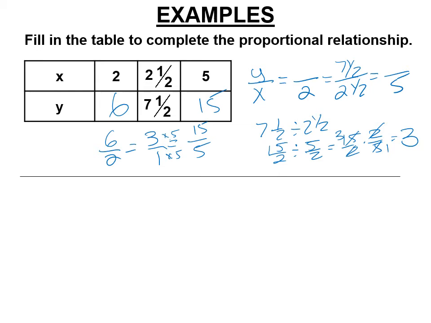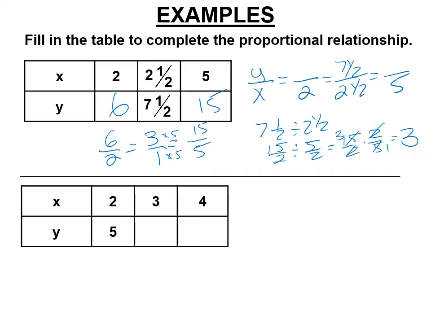15 over 5 equals 3. Remember, we're always flipping these over. All right, same thing here. So y to x. So we have 5 to 2, blank to 3, blank to 4. Okay, so 5 to 2.